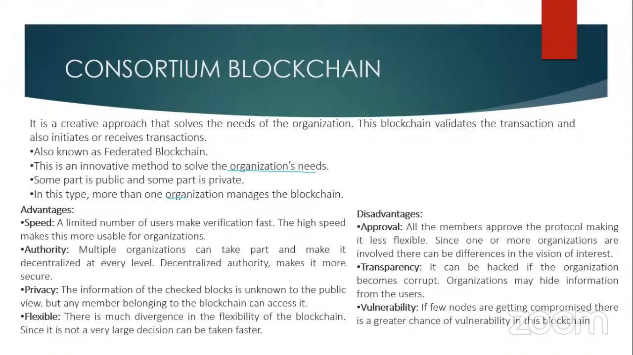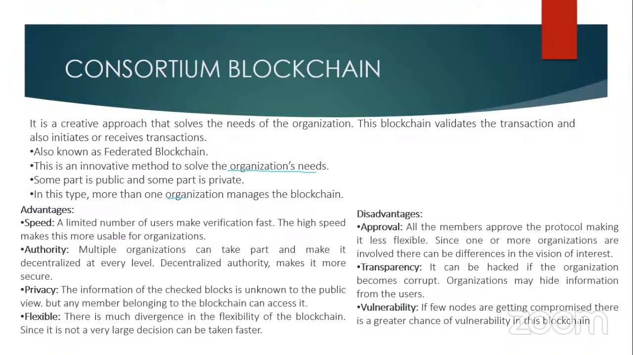A limited number of users can make verification fast, and the high speed makes this more usable for organizations. Number two, authority. Multiple organizations can take part and make it centralized at every level. Number three, privacy. The information of this blockchain is unknown to the public, but any member belonging to the blockchain can access it, and at the same time it's flexible.